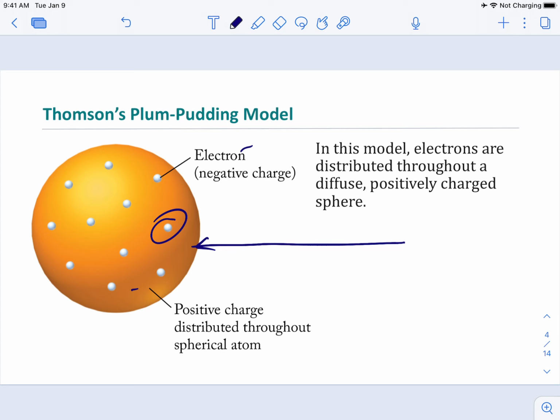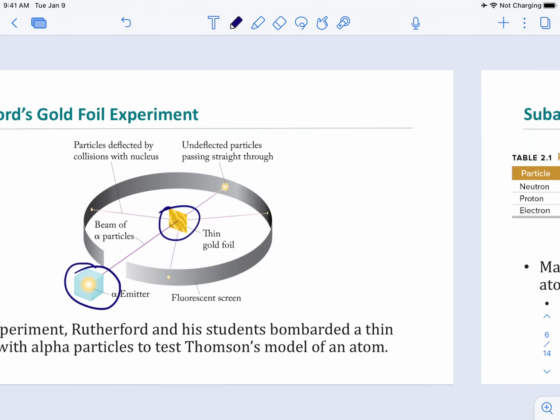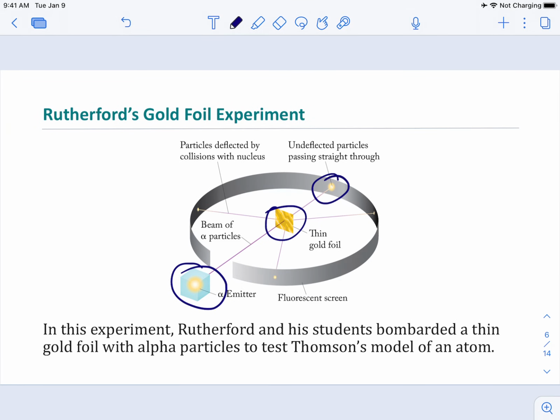And therefore, if they hit this, maybe deflect slightly. And for the most part, since this is just electrons dispersed throughout this positively charged sphere, these alpha particles should, for the most part, just go right through. And effectively, it's kind of what he saw. Most of the particles went straight right through, and he detected it on this fluorescent screen behind it. Occasionally, they would be deflected slightly, which also made sense.